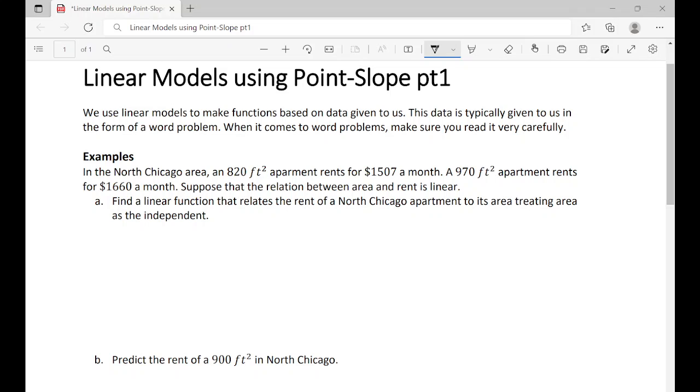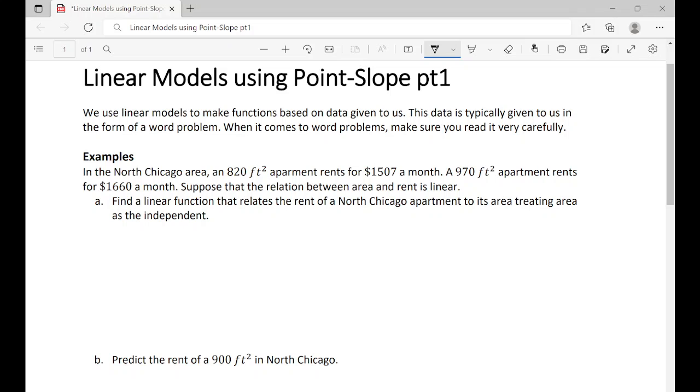So for this question, in the North Chicago area, an 820 square foot apartment rents for $1,507 a month. A 970 square foot apartment rents for $1,660 a month. Suppose that the relation between the area and the rent is linear. All right, sounds good. First, we're going to find a linear function that relates the rent of the North Chicago apartment to its area, treating area as the independent variable.